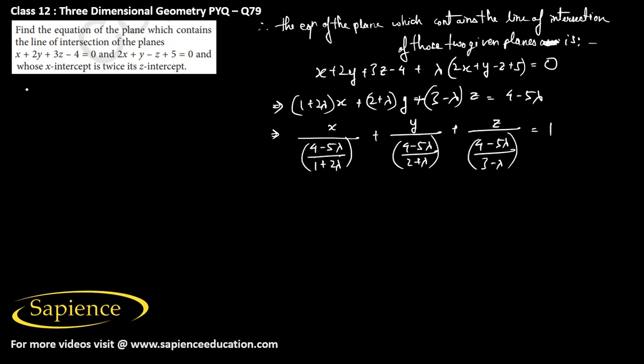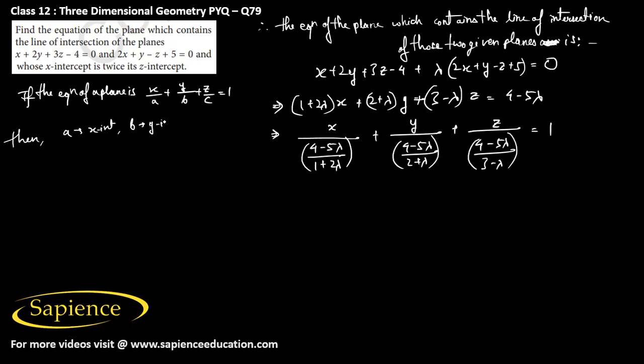So now the rule is that if the equation of a plane is written in the form x by a plus y by b plus z by c equal to 1, then a is called the x-intercept, b is called the y-intercept, and c is called the z-intercept.